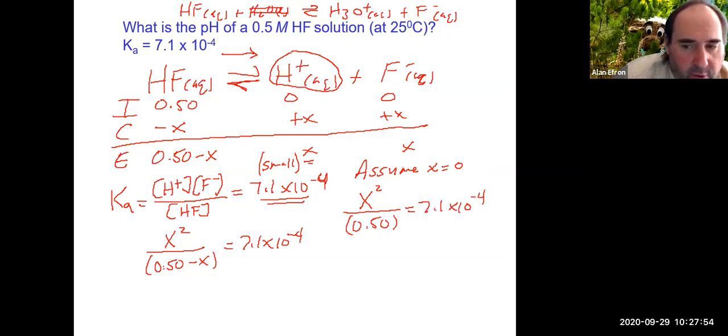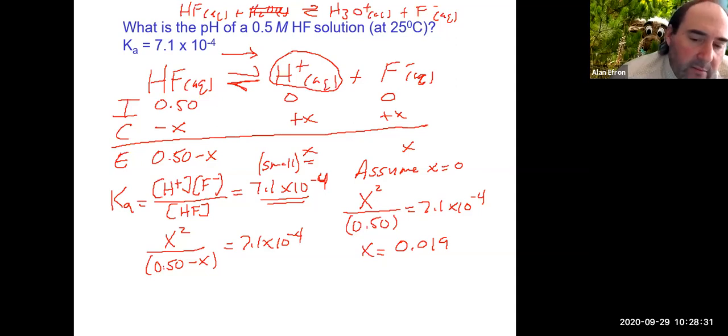We're going to multiply the 0.5 to the other side and also take the square root of it. And if we do all that, we will get an answer, hopefully. So let me grab my calculator here. We're going to go 7.1 exponent button, negative button, and 4, times it by 0.5. I'm going to hit equals, and then I'm going to take the square root of it. And if I do that, I end up with 0.019, it looks like, as my x value here.